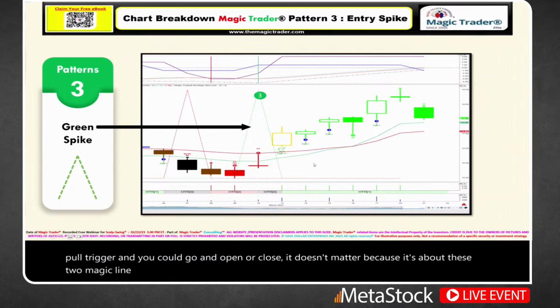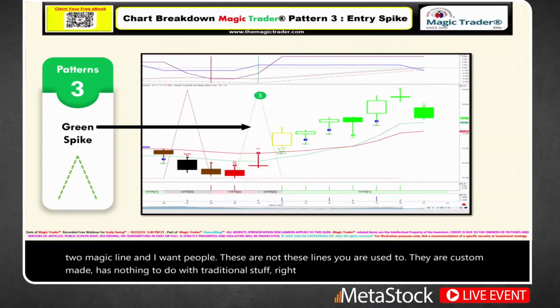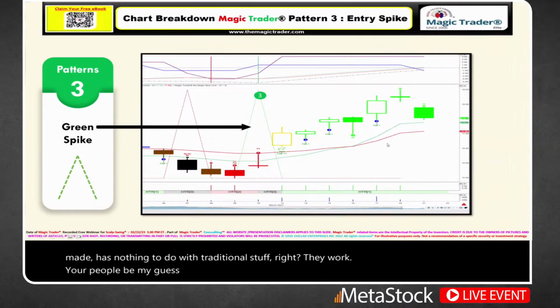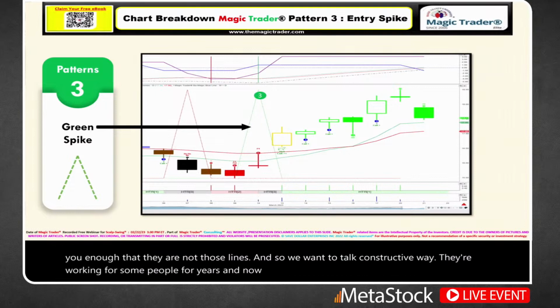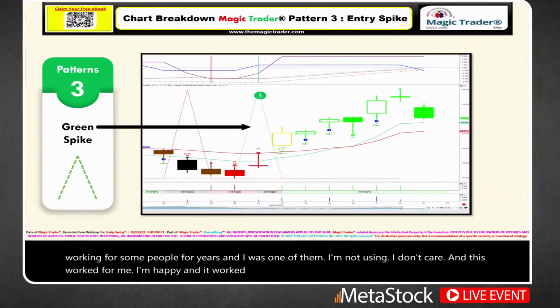And I warn people, these are not the lines you are used to. They are custom made and have nothing to do with traditional stuff. If they work for people, be my guest. This is a daily chart, and it is designed for the daily chart. That tells you enough that they are not those lines. So we want to talk in a constructive way. They've been working for some people for years, and I was one of them. If you're not using them, I don't care. This worked for me, I'm happy, and it worked for many traders.